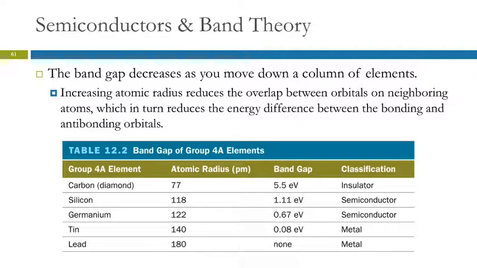As you go down a column of elements, that band gap decreases. And we know that as you go down a column, metallic character increases, right? Metals conduct electricity. So here we're looking at group 4. Carbon is a nonmetal. Silicon and germanium are semimetals. Tin and lead are metals. And we see that the band gap decreases as you go down. And so the conductivity is going to increase.